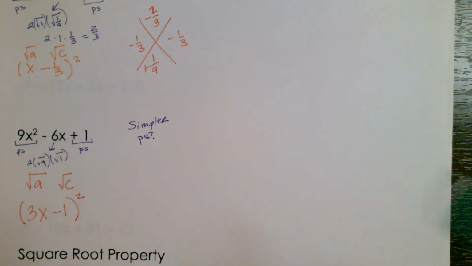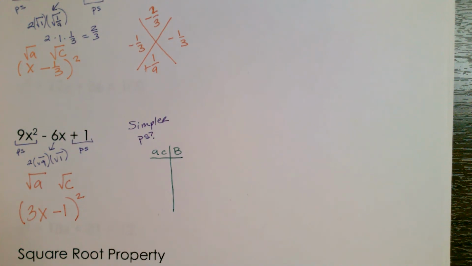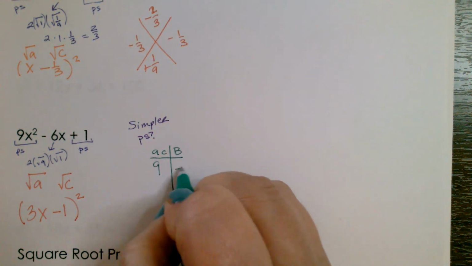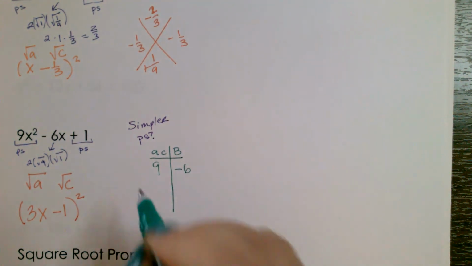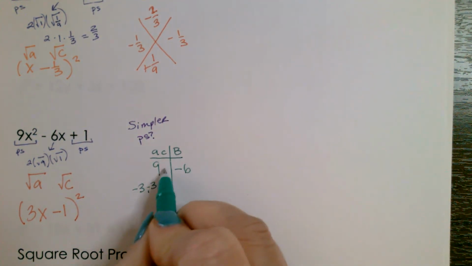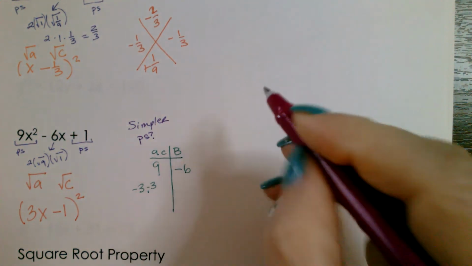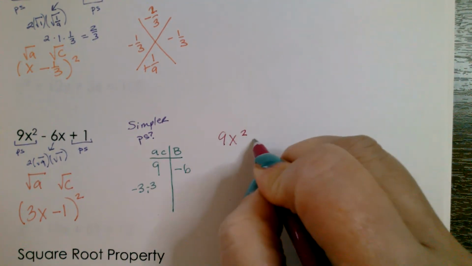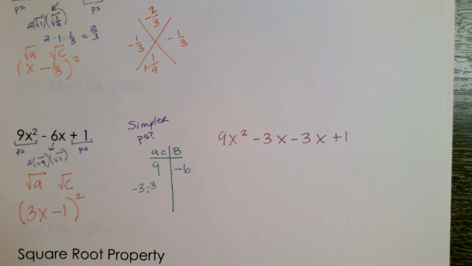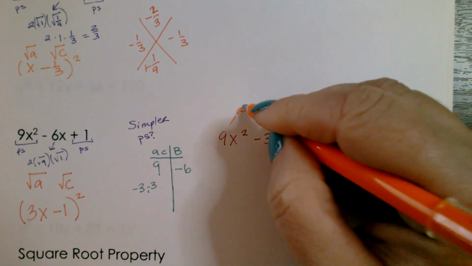We could also go right to the ACB chart and it would work. You need to decide what you are most comfortable with. So I need numbers that multiply to 9 but add to negative 6. Well, we know 3 times 3. We would need them to be negative so that our product is positive, but our sum is negative. Then I would have 9x squared minus 3x minus 3x plus 1. That's my A. These two make the B, and that's my C term.